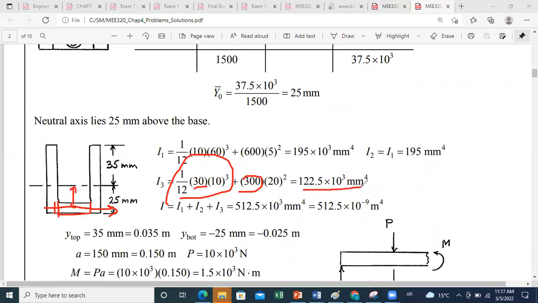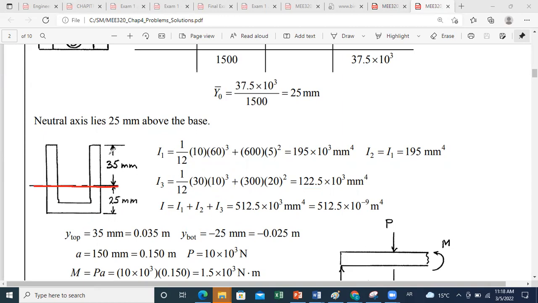And now, once we have calculated I1, I2, and I3, we can find the total inertia of the section about the neutral axis, which is equal to I1 plus I2 plus I3. Now, once we are done with I, our purpose is to get the maximum stresses. The maximum stresses can be computed as follows. We know that the farthest points from the neutral axis will be subjected to the largest values of stresses.